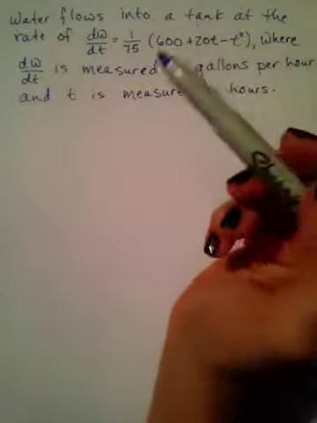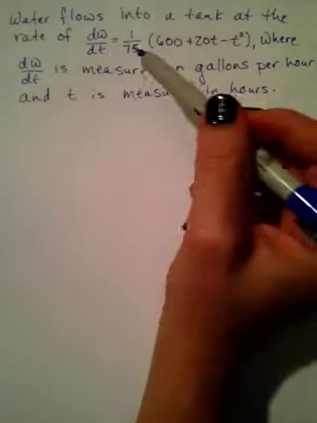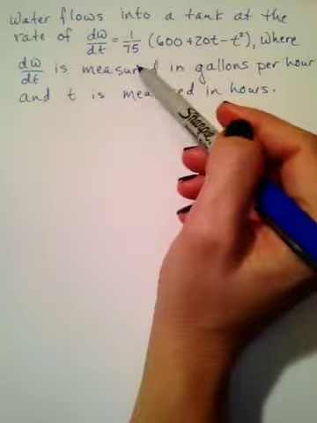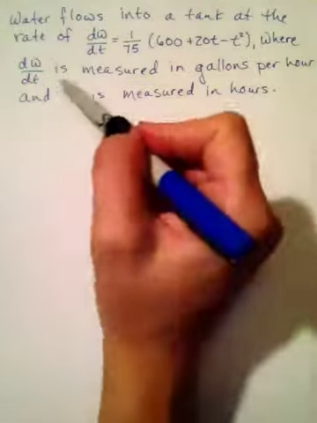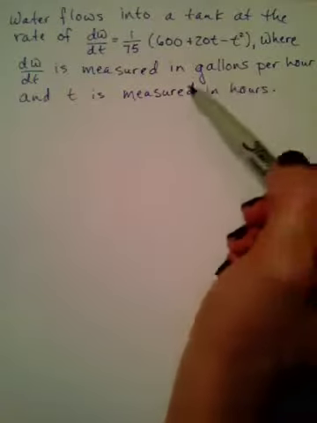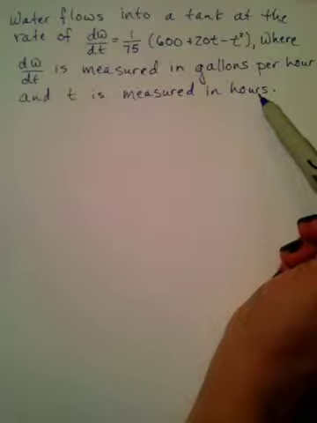So what if you're given a problem like this? Water flows into a tank at the rate of dW/dt equals 1/75 of (600 + 20t - t squared), where dW/dt is measured in gallons per hour and t is measured in hours. So you are given a rate and you have water flowing into the tank at that rate. And then they give you some other information.